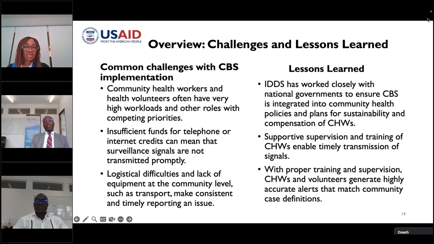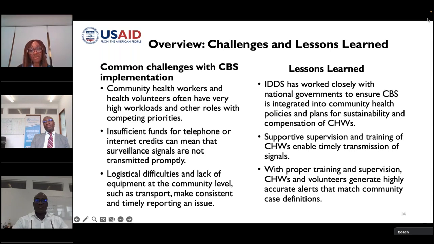Despite those challenges, some of the promising lessons or promising practices that we are able to report as IDDS is the fact that working closely with the national governments ensures that CBS is integrated into their community health policies and plans for sustainability purposes and for compensating the community health workers.